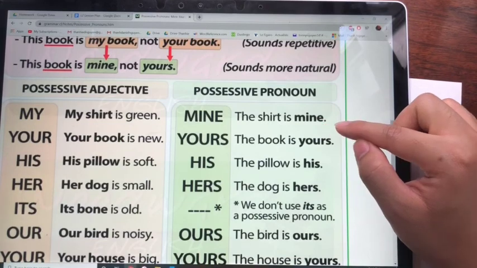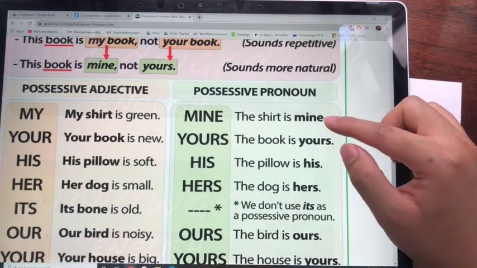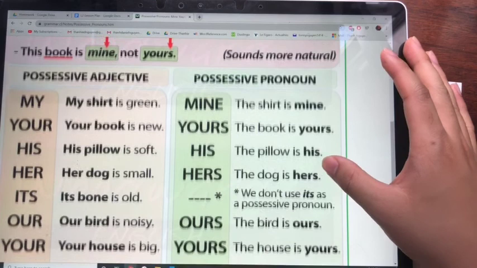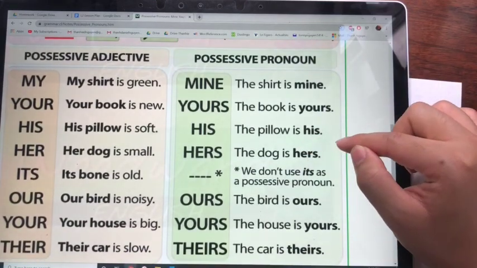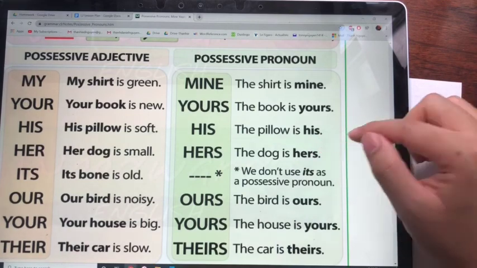So we use the possessive pronouns to replace saying the word shirt 2 times. So the shirt is my shirt. We change my shirt to mine. The pillow is his pillow. We change his pillow to his. The pillow is his.